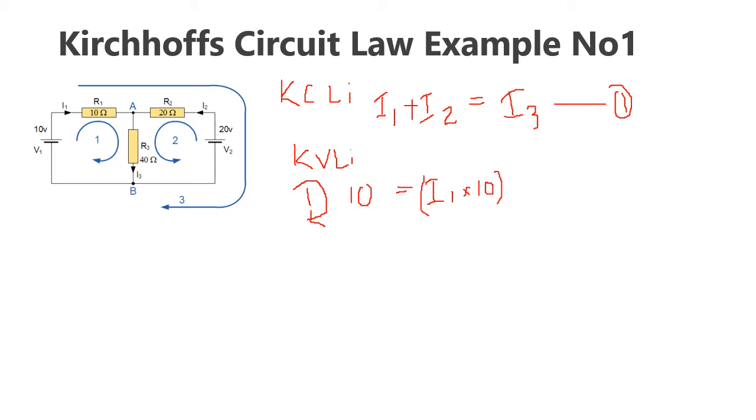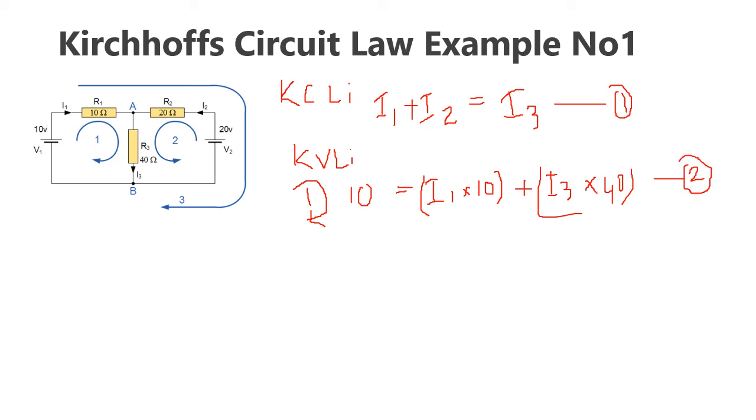Then let's consider the resistance R3. The resistance value is 40 ohm. The current is I3, flowing in the same direction as my loop direction. Therefore we need to put plus I3 into 40 ohm. So this is equation number 2.